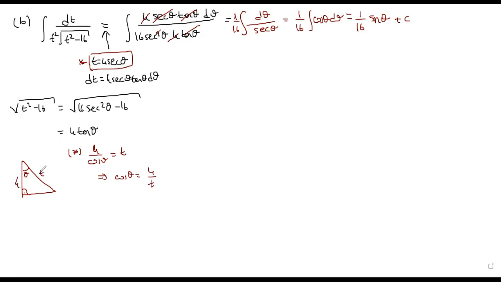Then we replace, write them in this triangle. We have this. And then by Pythagoras theorem, we know this is equal to square root of t squared minus 16. Then sinus theta is equal to this over t. Let's write it directly here. Sinus theta using this triangle is equal to square root of t squared minus 16 over t. We have this plus some constant, and we're done.